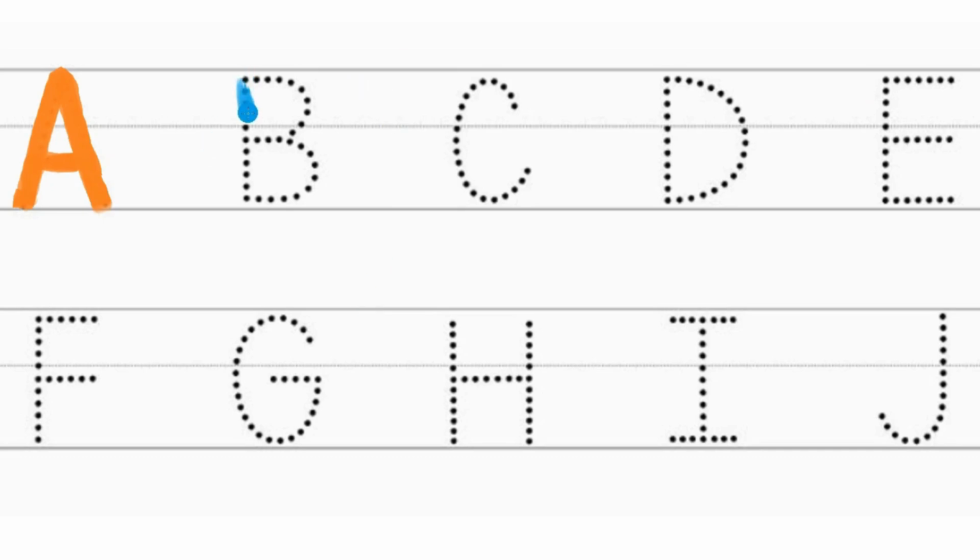To write B, first draw a straight line and then add a curve starting from the top to the middle and another curve from middle to the bottom.